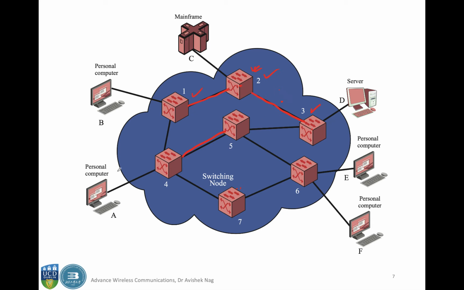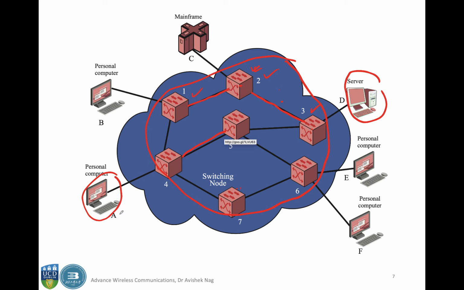And each of your end stations, so these are your end stations, this can be your personal computer, this can be your mobile phone, this can be a big server, anything that has internet connectivity can be an end station. And these end stations are attached to your switching nodes, and the switching nodes form the network. So this is the entire network, whichever is shown within this blue cloud.